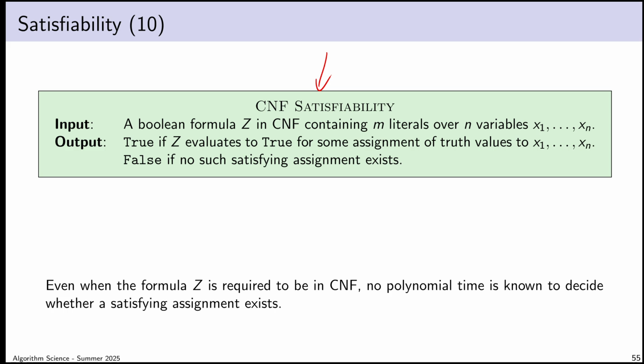Even if I restrict my Boolean formulas to be in CNF, and we'll call the corresponding problem CNF satisfiability, even then, no polynomial time algorithm is known for the corresponding decision problem. There is no polynomial time solution to the yes or no question, well, at least that we know of, the yes or no question of whether a satisfying assignment exists.